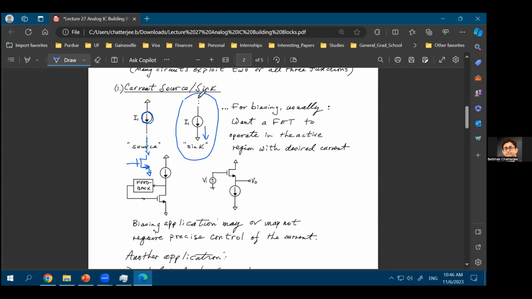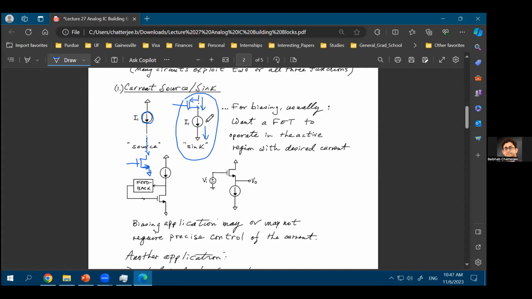On the other hand, if you're sinking current, most likely you're doing it from a PMOS. So let me draw it in a different way. For the PMOS, the current flows from the source terminal to the drain terminal. So source to drain, and then it gets sunk into the ground.